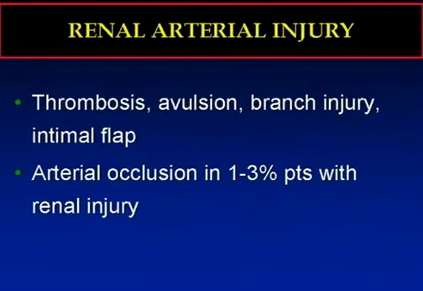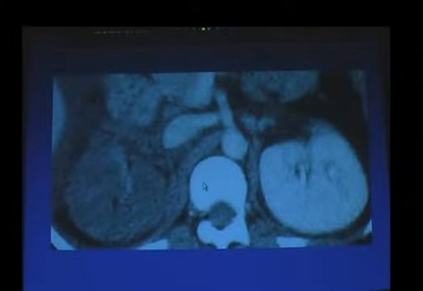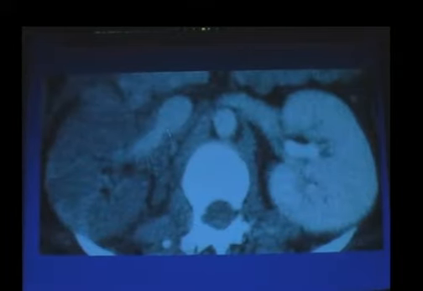We always want to look for renal vascular injury. Arterial occlusion occurs in about 1 to 3% of patients who have renal injury. And this is a case of a patient who came in complaining of right flank pain following trauma. You can see the globally decreased enhancement of the right kidney compared to the left. Large amount of hematoma here surrounding the kidney. On a little bit lower scan, you can see that there is normal enhancement of the right renal vein, which is emptying into the inferior vena cava, normal enhancement of the left renal vein.